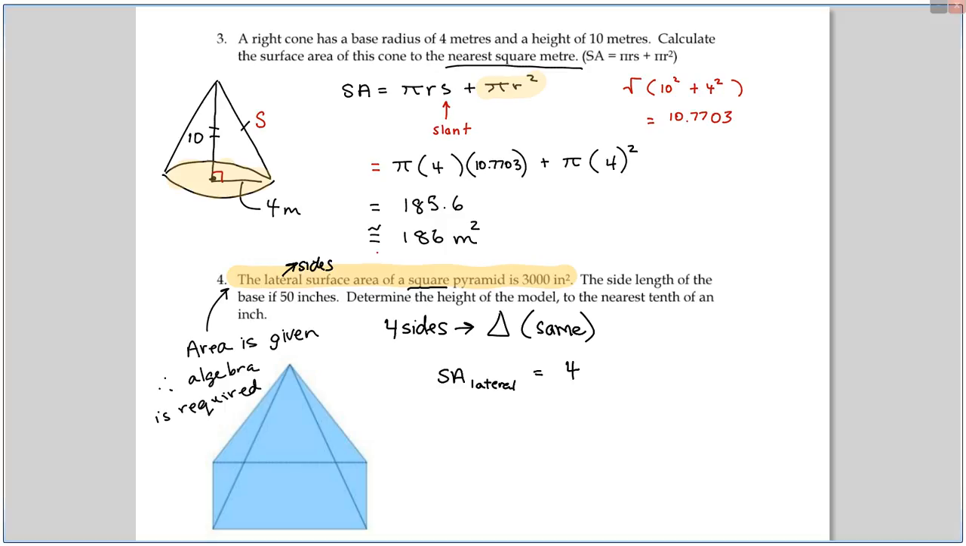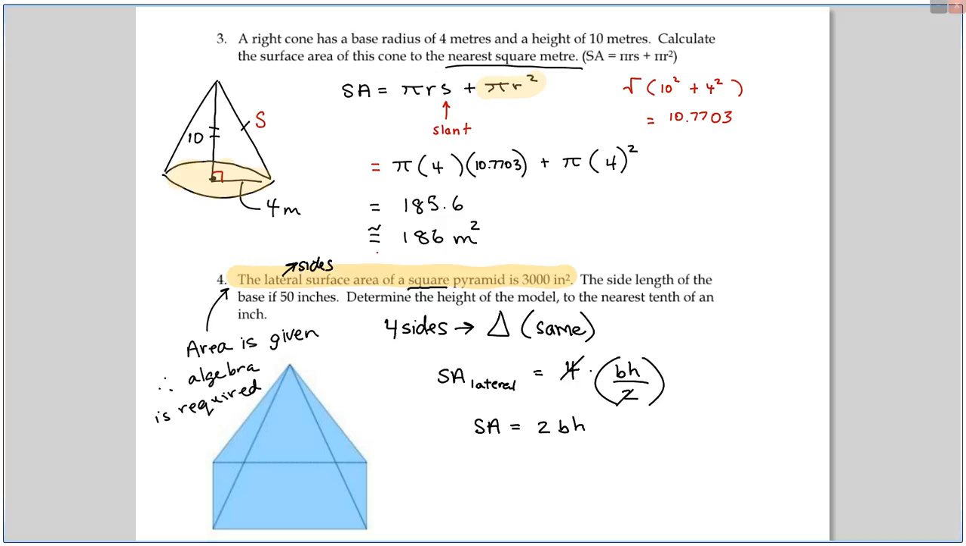4 triangles. So 4 times, well, what's the area of a triangle? BH over 2. So it's just 4 triangles, 4 times the area of one triangle. I'm going to do a quick cancellation. What's 4 divided by 2? 2. So surface area equals 2BH. People okay with that 4 divided by 2? 4 in the top, 2 in the bottom, just cancels for 2.